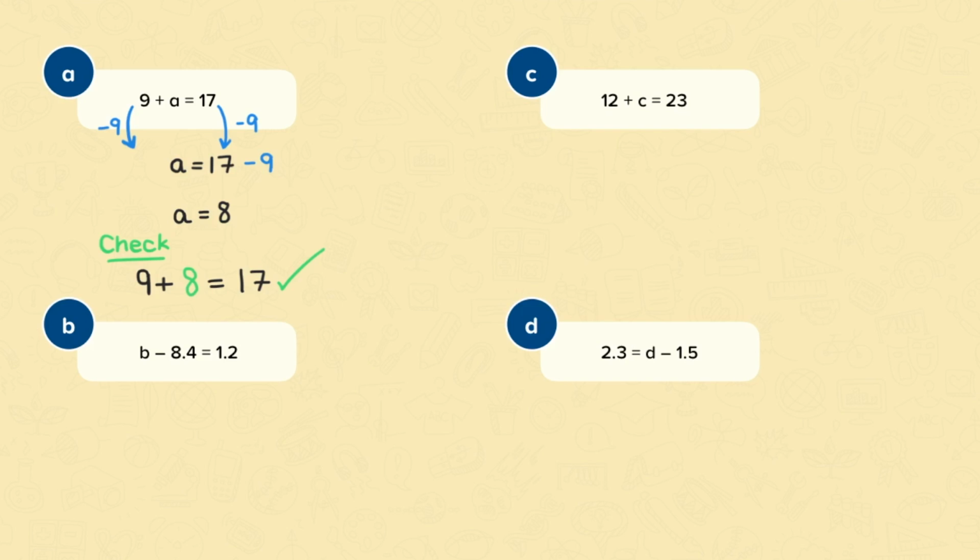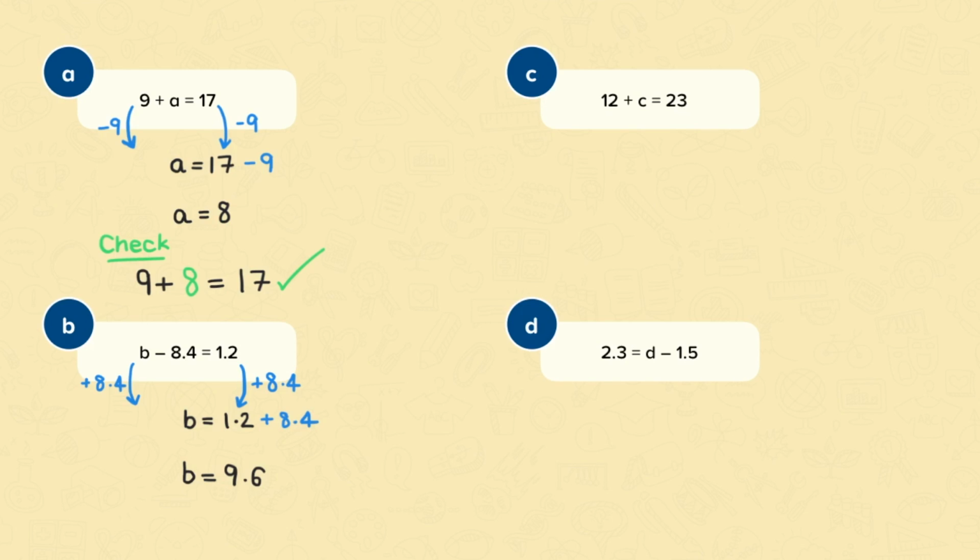Fab. Question B. B take away 8.4 equals 1.2. Again, we want B on its own, so we need to do the inverse of subtracting 8.4, which is adding 8.4 to each side. B equals 1.2 plus 8.4, so we find out B is 9.6.